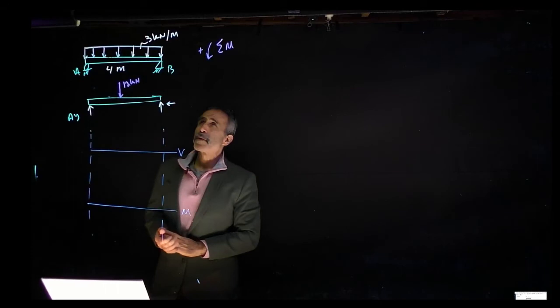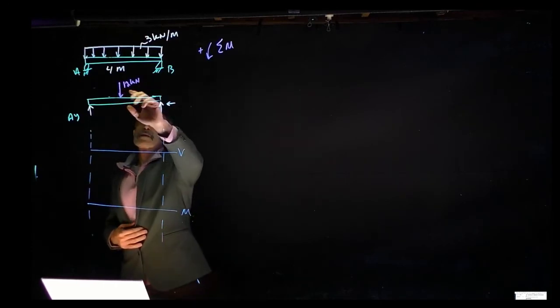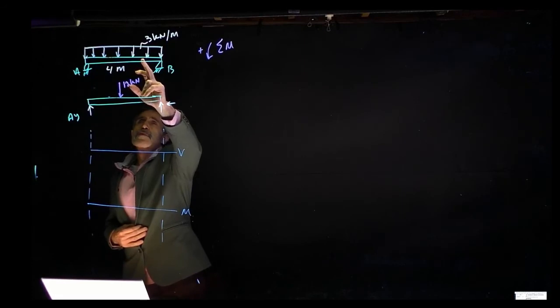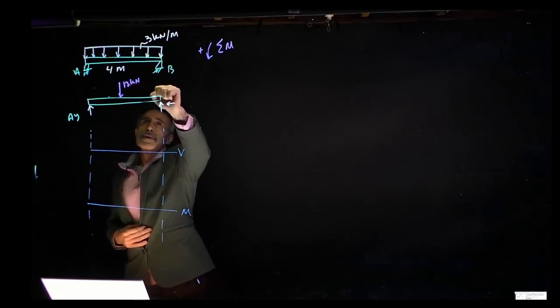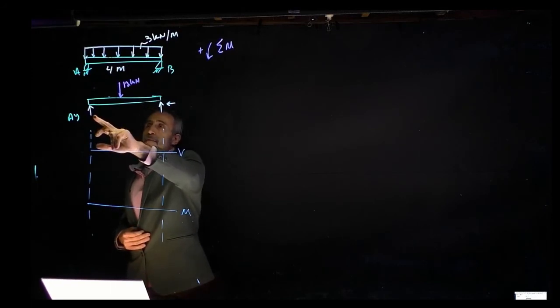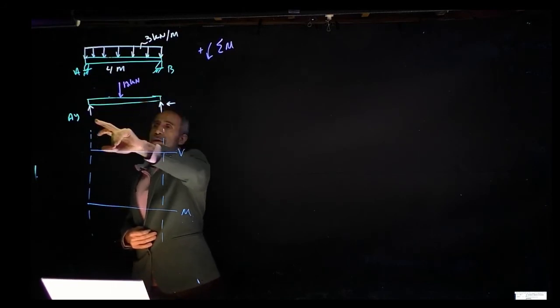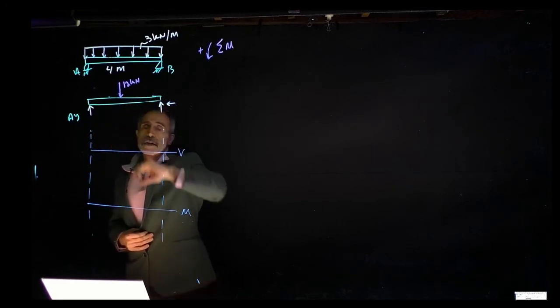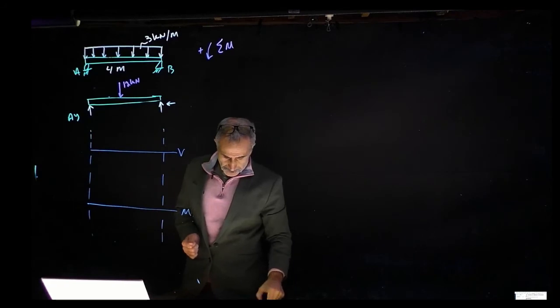Okay, we got a second problem here. We got this beam. It's 4 meters long. The uniform distributed load is 3 kilonewton per meter. We're going to do a free body diagram. So we're going to have a roller here and a pin there. Then we have one reaction here, two reactions there. And let's go ahead and calculate the reaction forces first.